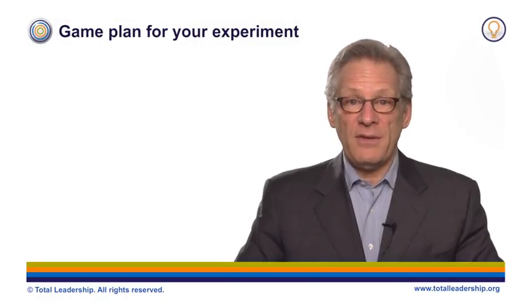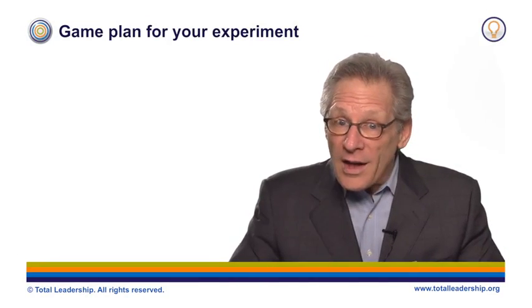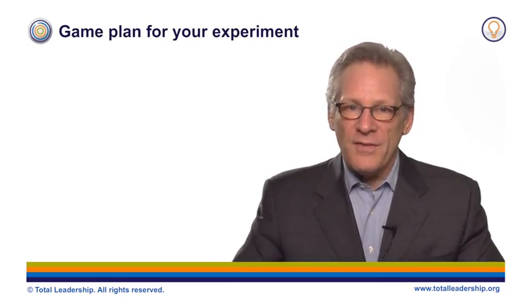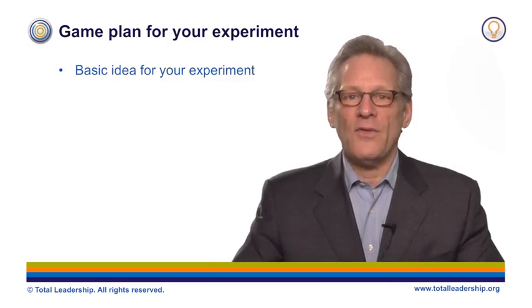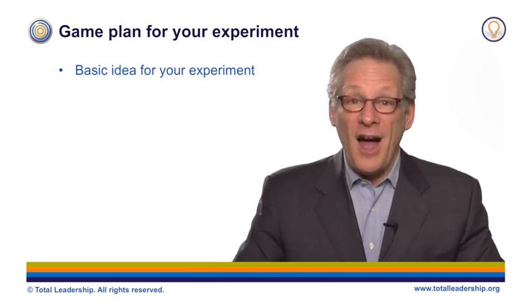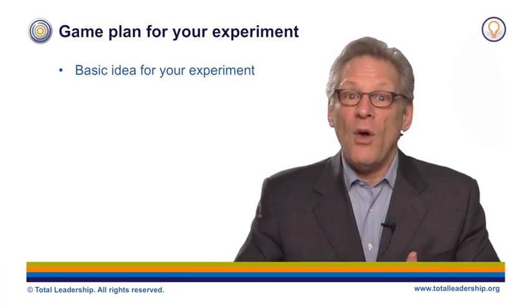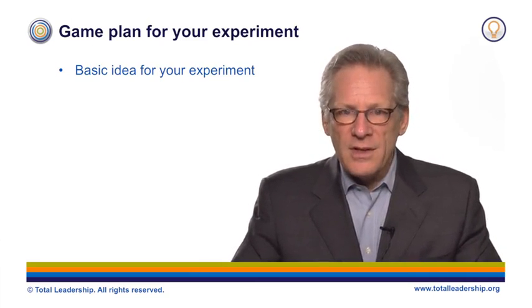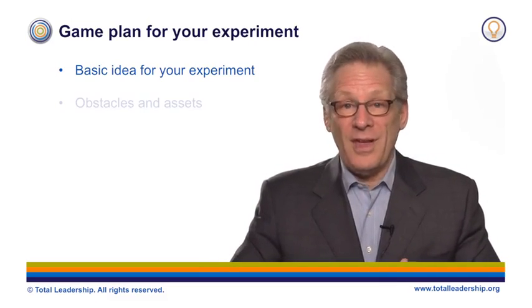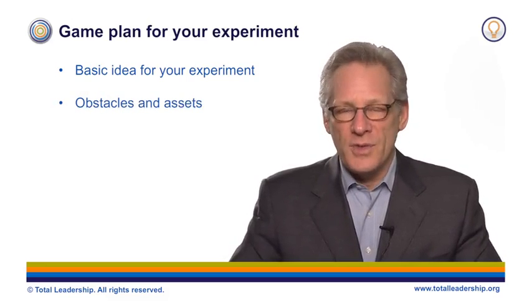Start by simply describing, in one sentence, what you're going to do, why you're going to do it, and what impact you expect your actions will have. This is the basic idea for your experiment. I find that all too often people don't think enough about the obstacles they'll need to overcome when trying to initiate change, about what might stop you in your tracks. To increase your chances of success, it's useful to be mindful of both the obstacles that might hinder you and the assets that you can draw on for support.